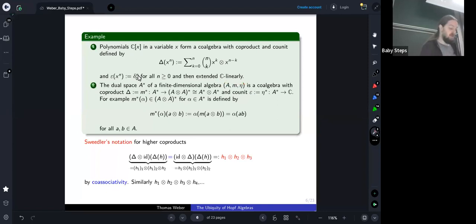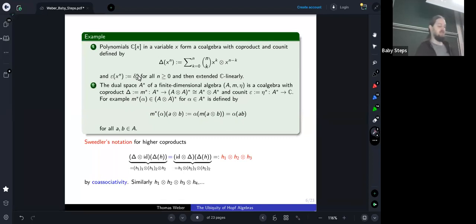One more example is the dual space of a finite dimensional algebra. With A an algebra, you take a look at the dual space, and you take a look at the dual multiplication, which is now your co-product, and the dual unit, which is now your co-unit, just as it should be. So what is this dual multiplication? You apply this to a functional, and you get something that is in the dual of A tensor A. This means you can evaluate this at A tensor B, and this is by definition just alpha of the multiplication AB, so it's just alpha of AB.